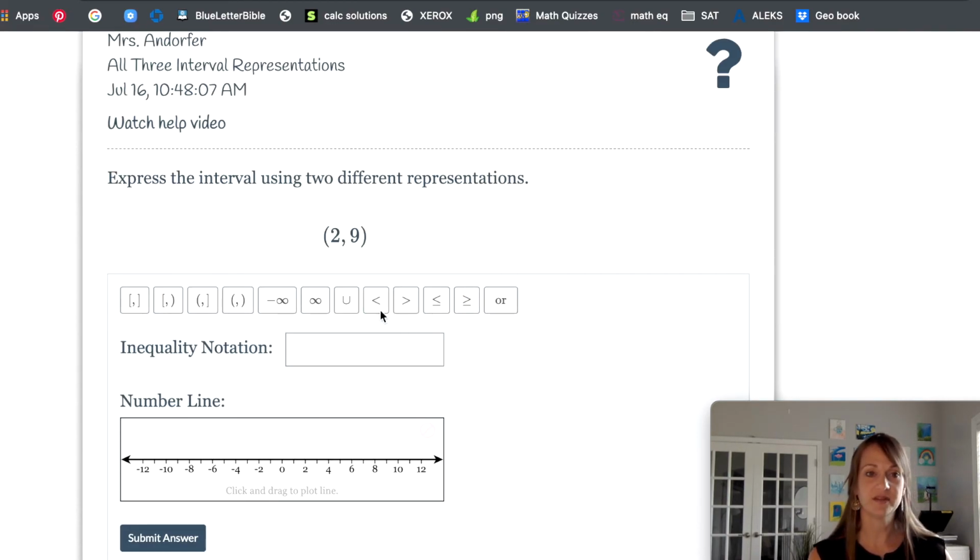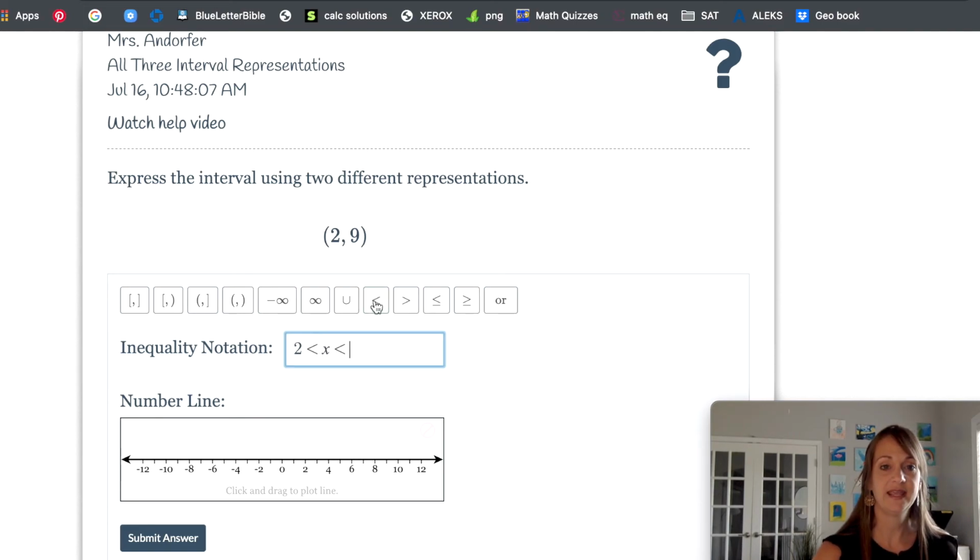Let's do another one. So we are looking for the interval from 2 to 9. Now, it does not include them because it is not a bracket. These are parentheses. So therefore, the inequality notation would be everything that is between 2 and 9. So x is in between these two values. It is greater than 2, but it is less than 9.